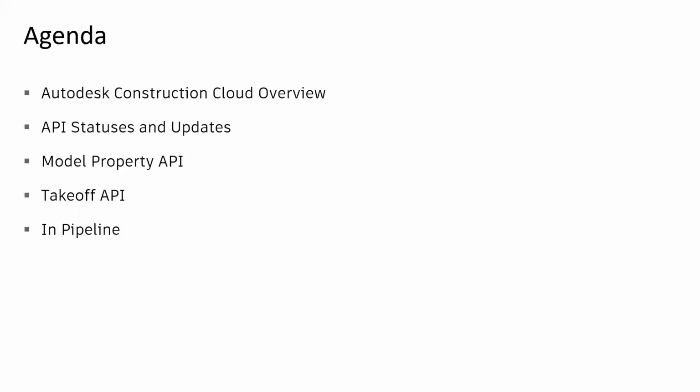One is the Model Properties API. Model Properties API is a tool that you can use to query, filter properties, and compare versions of a model. Takeoff recently released an API, so I'm going to talk about Takeoff also. Finally, we will share and discuss APIs in the pipeline.